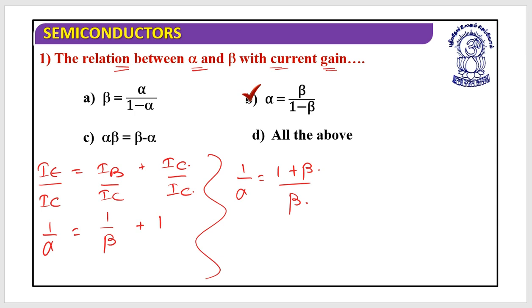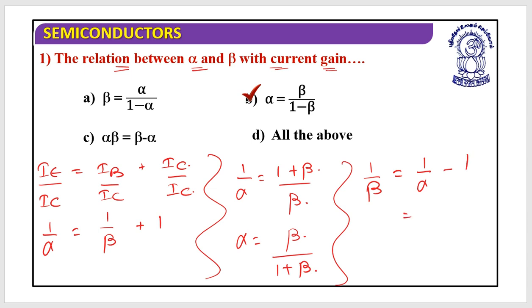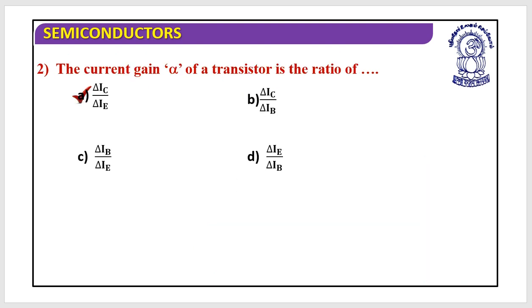IE is equal to IB plus IC, and I have divided it by IC. So this is alpha, which is equal to beta upon 1 plus beta, and from this you can derive the value of beta as well. 1 by beta is equal to 1 by alpha minus 1, so it's (1 minus alpha) by alpha. But it is 1 by beta, so beta would be equal to alpha upon 1 minus alpha. So this is not the correct answer, this is the correct answer. I hope this is clear. Look at the next question.